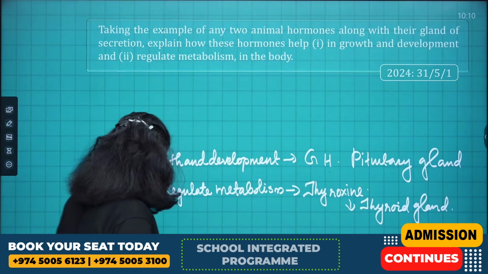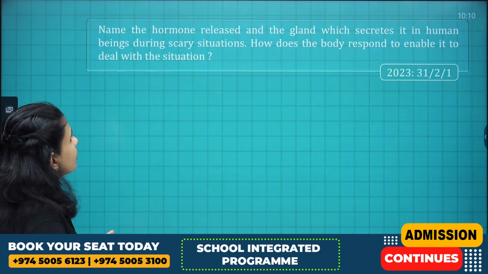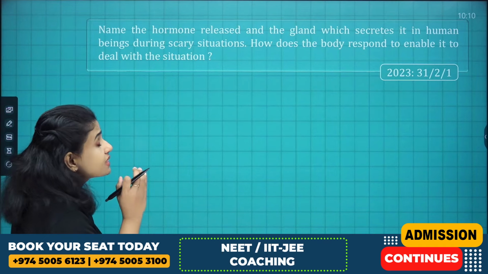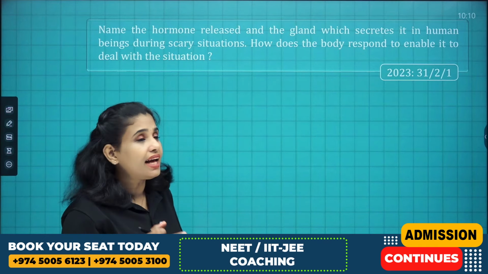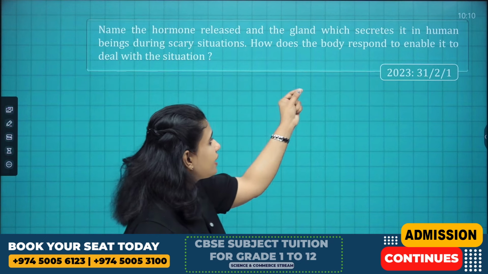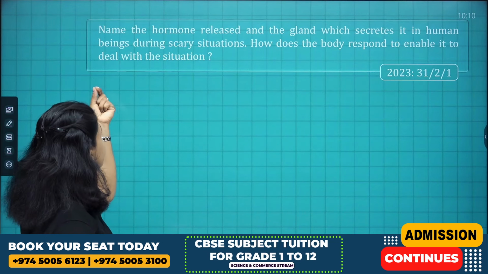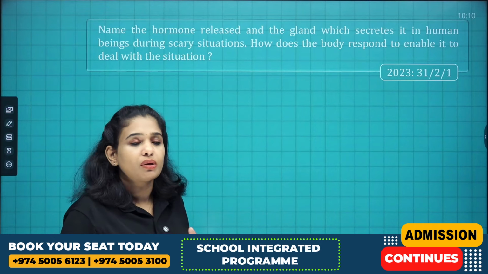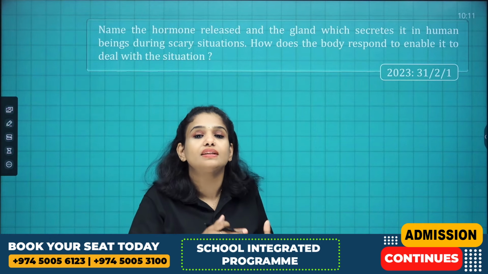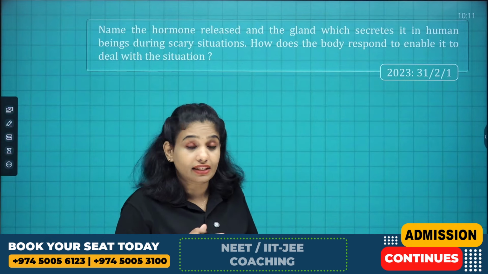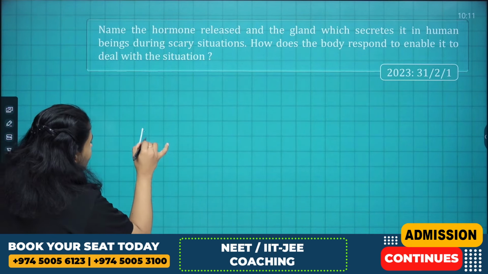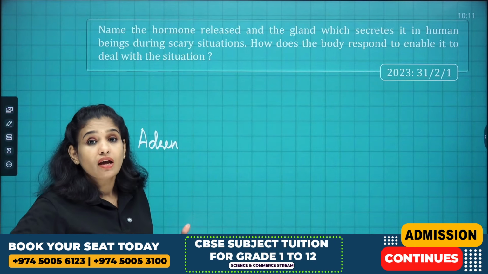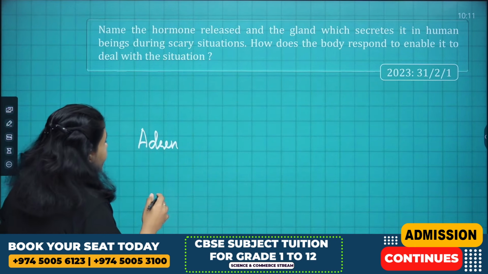Let's see the next question. Name the hormone released, and the gland which secretes it, in human beings during scary situations. In scary situations, the hormone that is secreted is adrenaline. Adrenaline is called the hormone of fight or flight. So it is adrenaline.